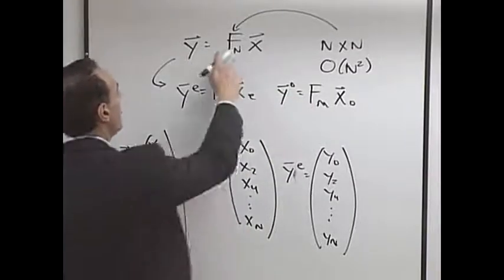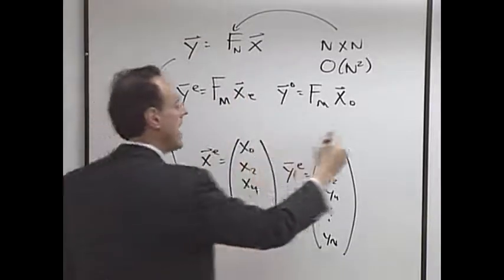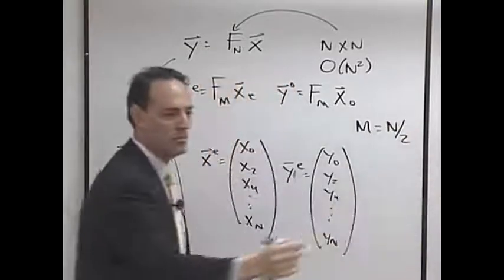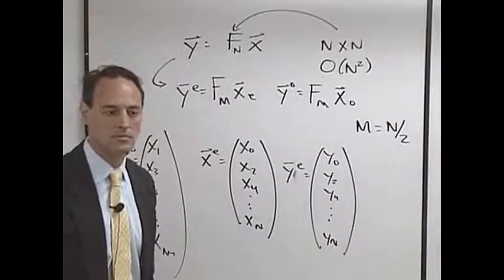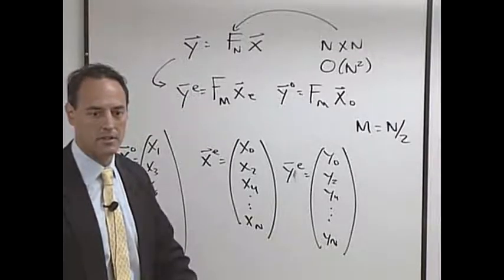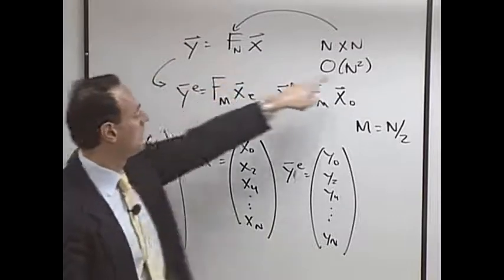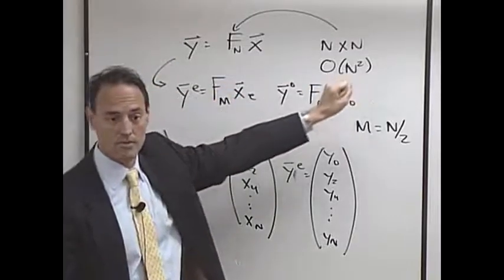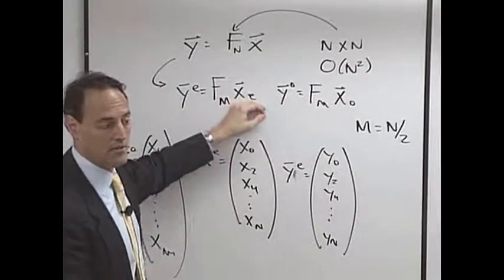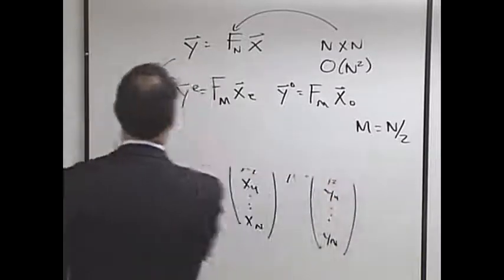But that's what happens. This problem translates into two problems. By the way, m now is size n over 2. This is the beginning of the Cooley-Tukey algorithm for the FFT. I took a problem of size n, which cost me order n squared, and I wrote it as two problems of half the size.